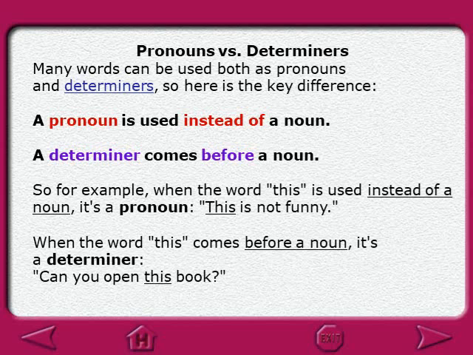So, for example, when the word this is used instead of a noun, it's a pronoun. This is not funny, for example. When the word this comes before a noun, it is a determiner. Can you open this book, for example?